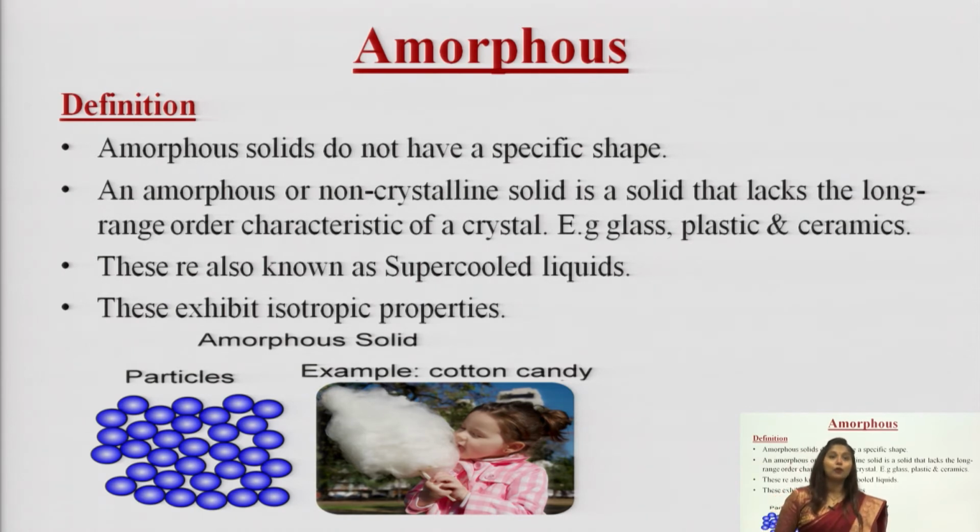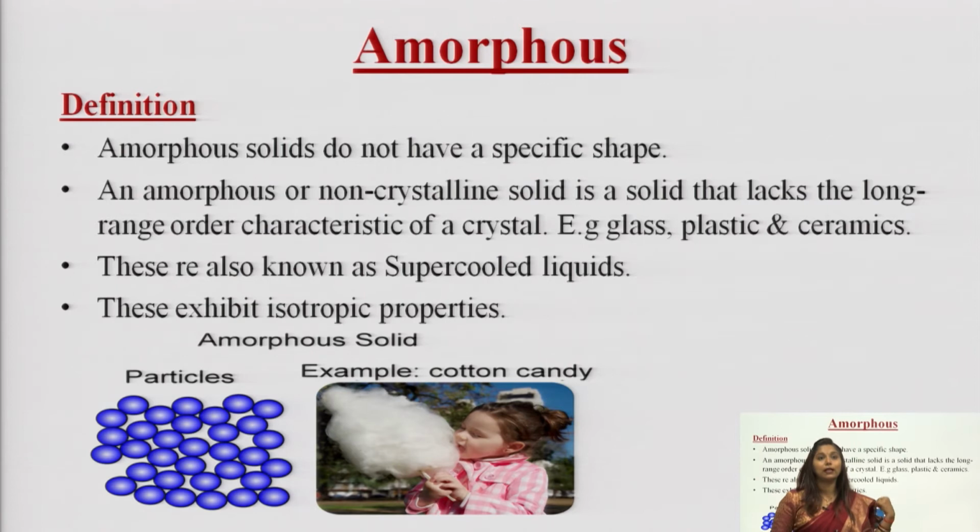Okay, so it is the opposite of crystalline. We can say it is also a non-crystalline type, or we can say amorphous. Amorphous in Greek means shapeless, right? So these are also known as supercooled liquids. These exhibit isotropic property. I told you about the isotropic property earlier. What is the isotropic property? At a particular temperature, the solid will remain in solid form, brittle. As we start lowering the temperature, it will come to a rubbery, sticky form, then it comes to a viscous and flowable state. So amorphous solids are like particles, and the example is cotton candy.